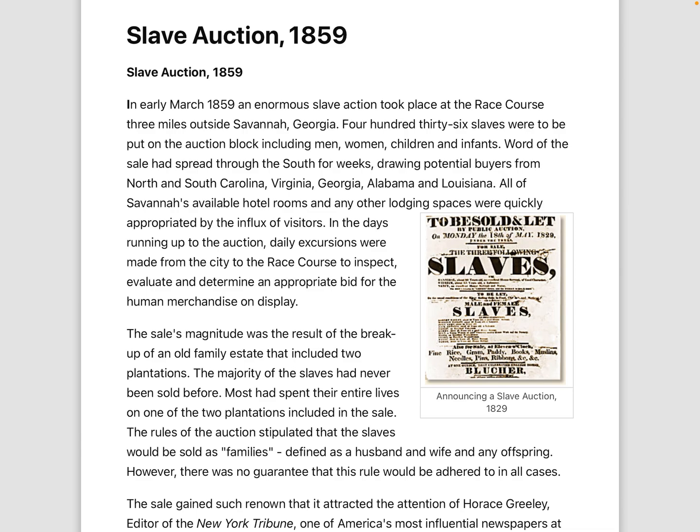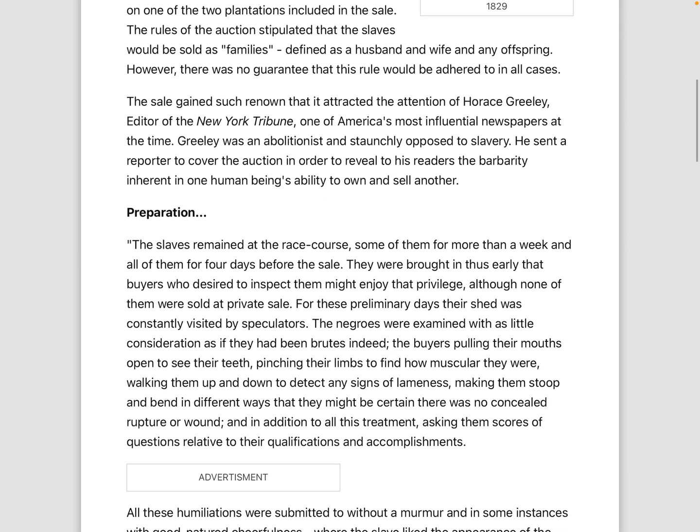The sale's magnitude was the result of the breakup of an old family estate that included 2 plantations. The majority of the slaves had never been sold before. Most had spent their entire lives on one of the 2 plantations included in the sale. The rules of the auction stipulated that the slaves would be sold as families, defined as a husband and wife and any offspring. However, there was no guarantee that this rule would be adhered to in all cases. The sale gained such renown that it attracted the attention of Horace Greeley, editor of the New York Tribune, one of America's most influential newspapers at the time.